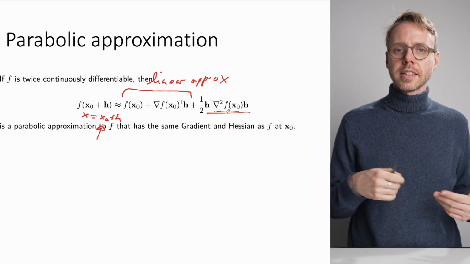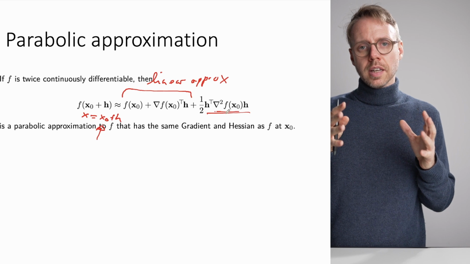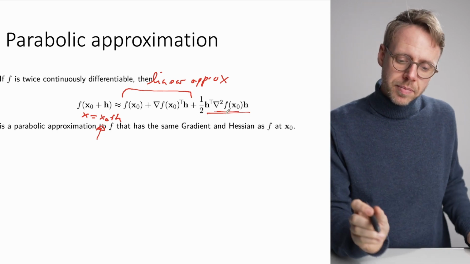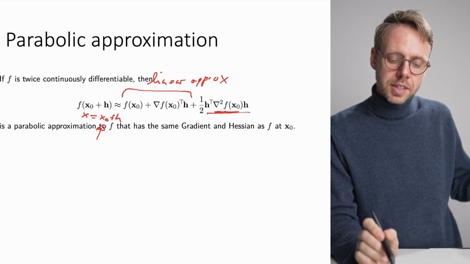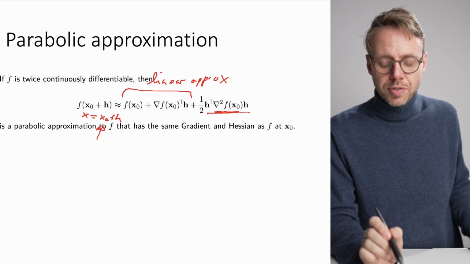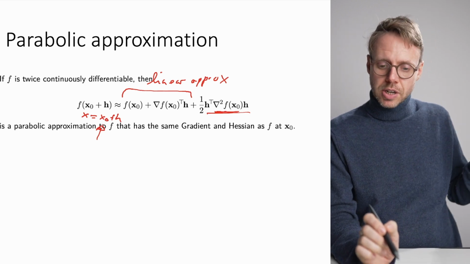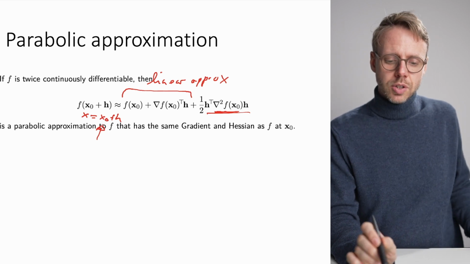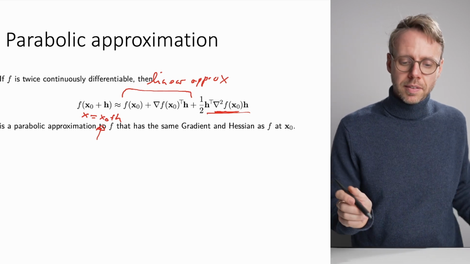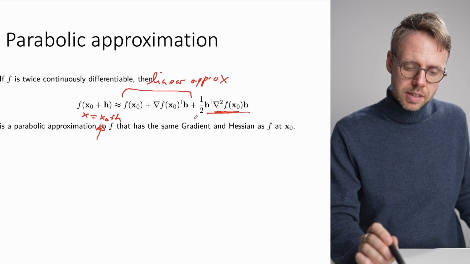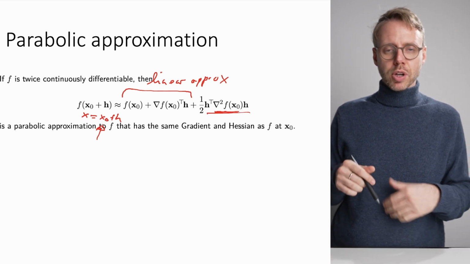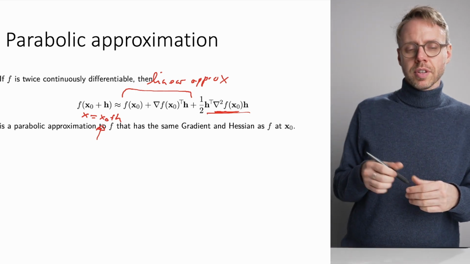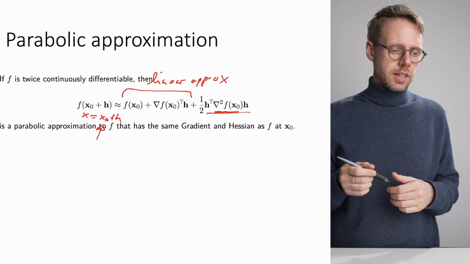So remember, the Hessian is a symmetric matrix of the second order partial derivatives. It's a d by d matrix. Your difference vector is a d-dimensional vector. So the result of this will be a scalar times a half. And this will then be a parabolic approximation to the function f that has the same gradient and Hessian.